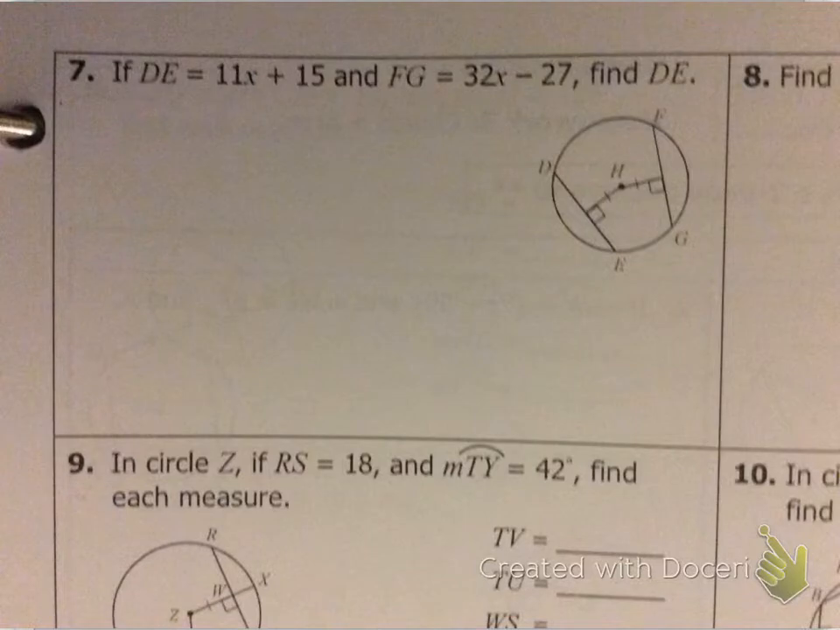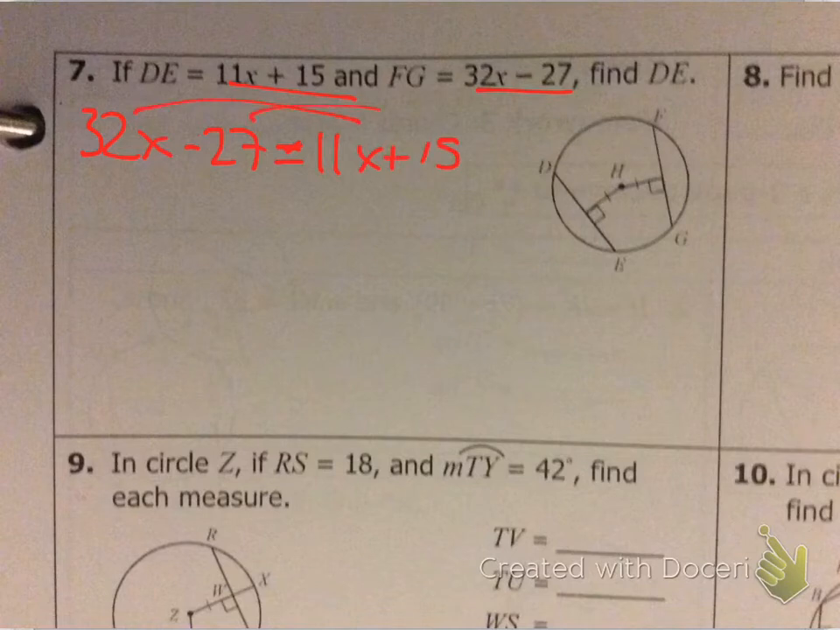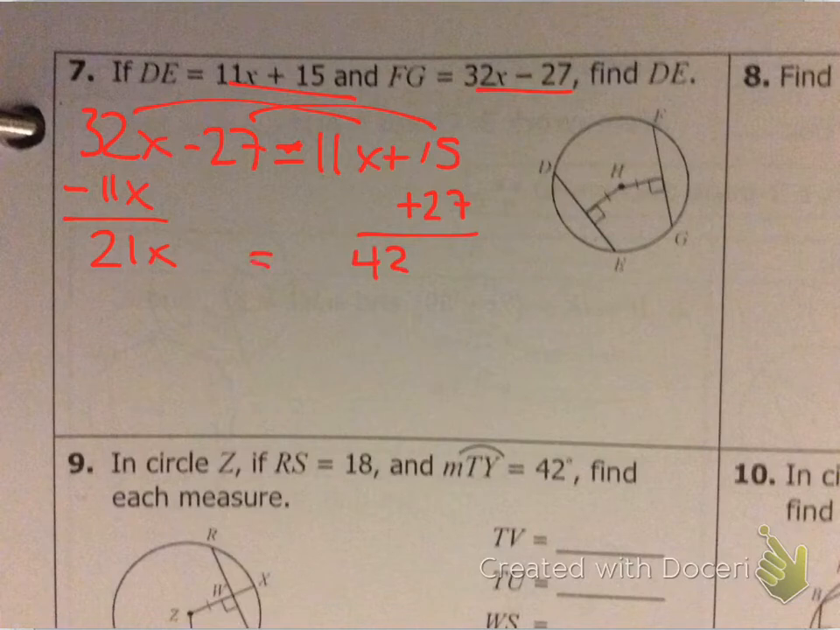Okay, so number 7 starts us off with the next property, which is that if they're equal distance from the center, notice there's those little congruency marks that I've kind of made hard to see, then these two are equal. So again, if you're not sure, that's usually your default that you're okay to go with. 32x minus 27 is equal to 11x plus 15. Variables to the left, numbers to the right. That gives me 21x. This gives me plus 27, 42. So x is equal to 2.